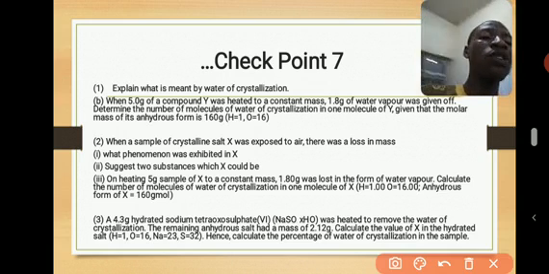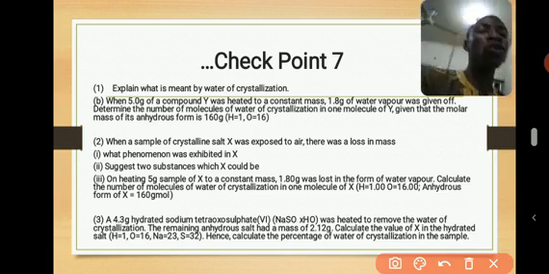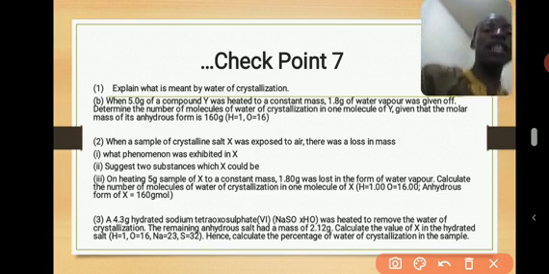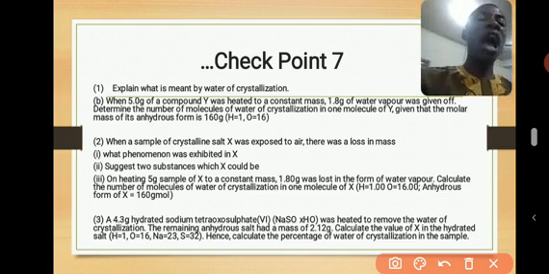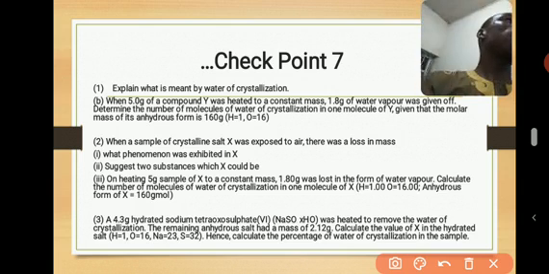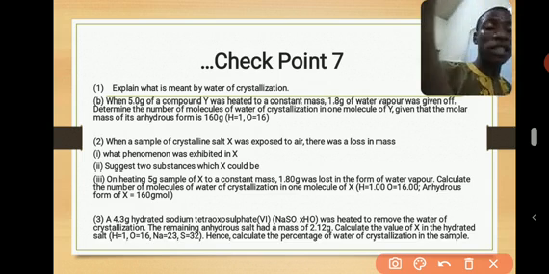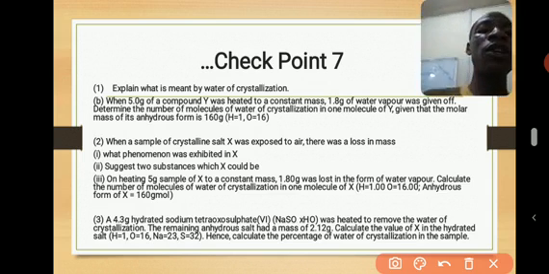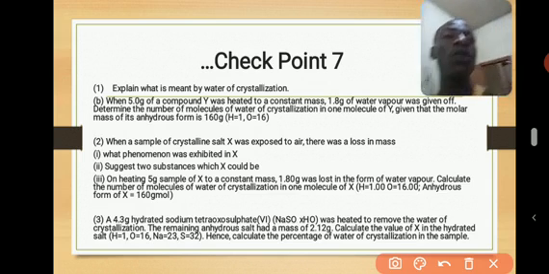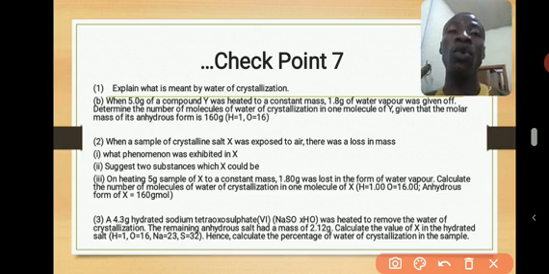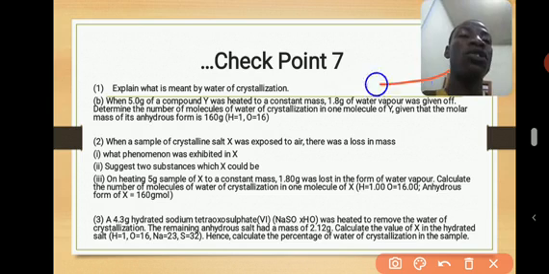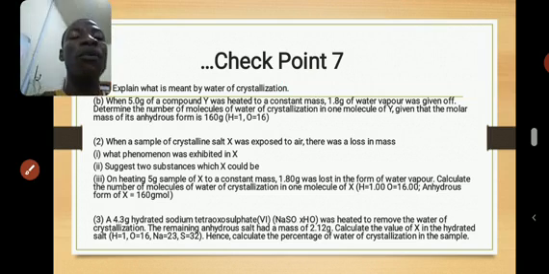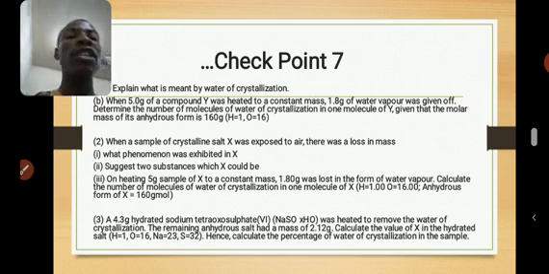When a sample of crystalline salt X was exposed to air, there was a loss in mass. What phenomenon is exhibited in this? I'll still teach you this in the next slide. There are some salts that lose their water of crystallization when you expose them to air, not when you heat them. All salts will lose their water of hydration when you heat them, but some salts will lose it when you expose them to air. This kind of salts, you call them efflorescent salts. When I get there, you are going to see efflorescent salts.